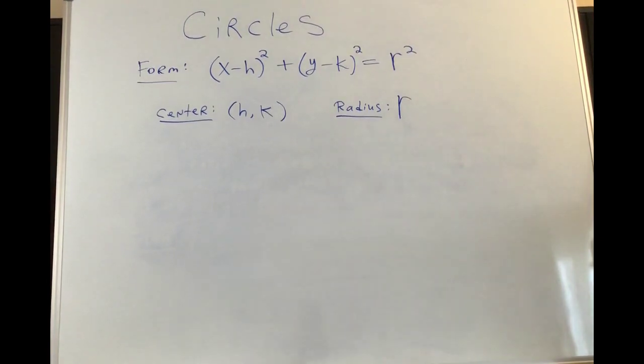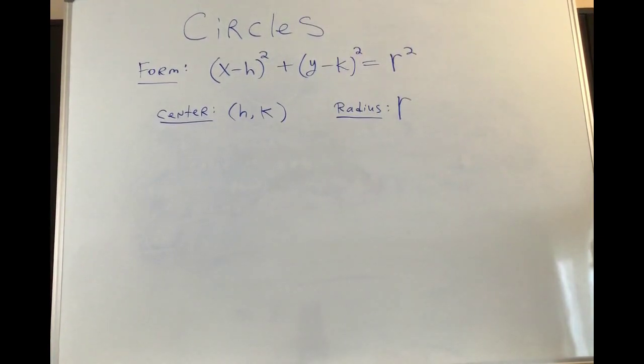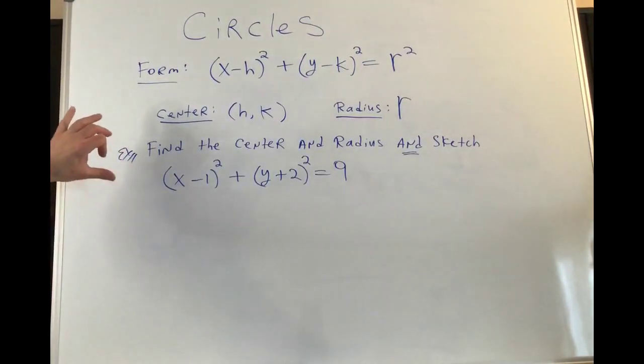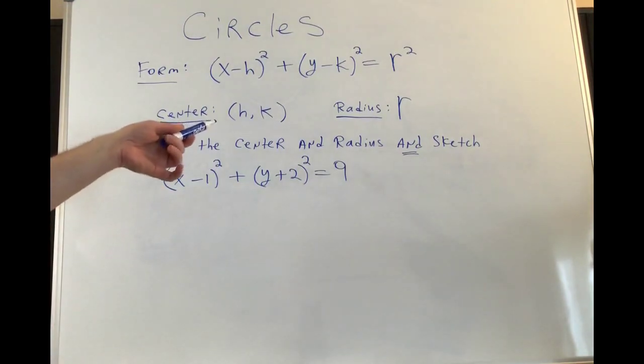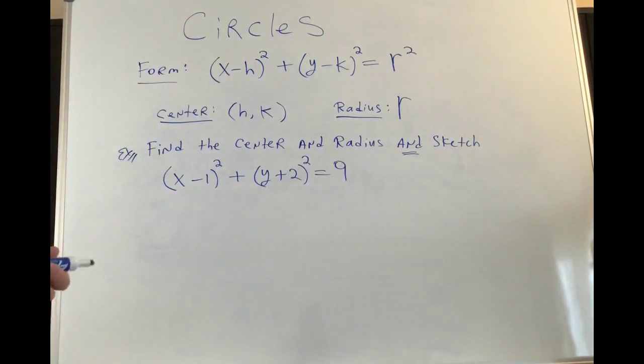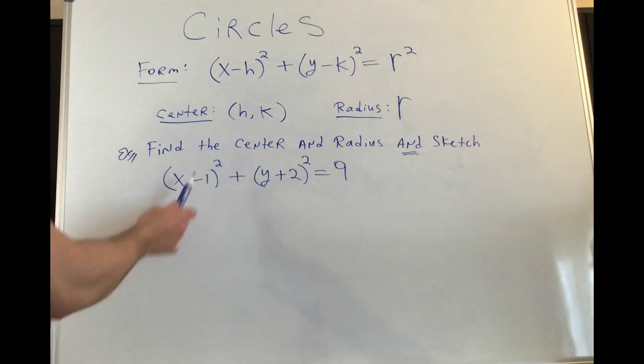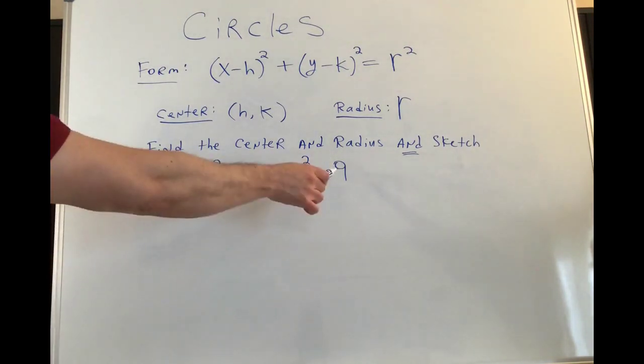I'm going to do a ridiculously simple, easy baby example first. So here is the ridiculously easy baby example. It says, find the center and radius and sketch. Well, I'm not doing that. There's no way I'm sketching this. So again, standard form of a circle: x squared, y squared, r squared.